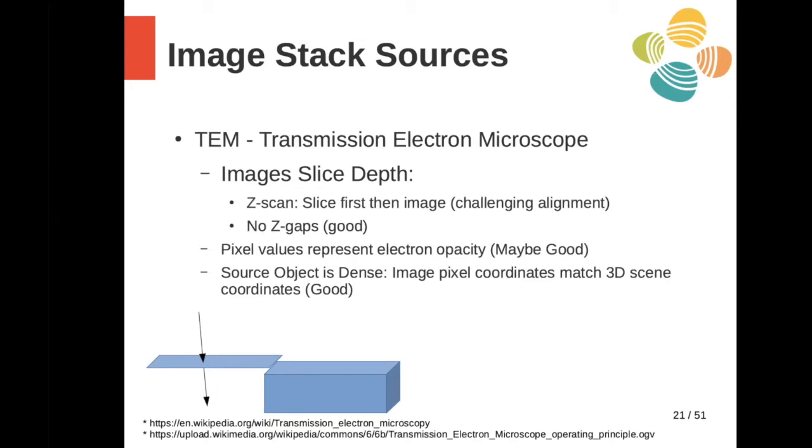So the nice thing about this is that even in an object that has voids in it, we are not seeing deeper into the object because it's been cut first. The electron's not going to hit something deeper in that object and then bounce back. So that's actually a good thing about TEM images.